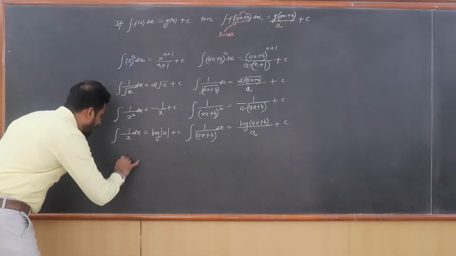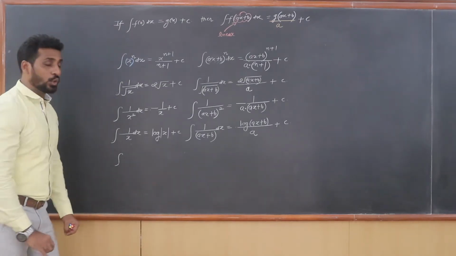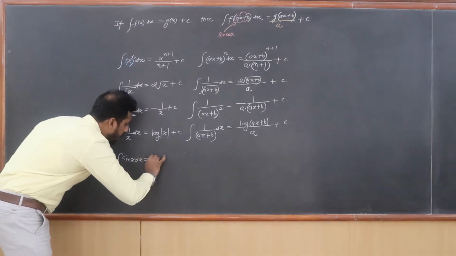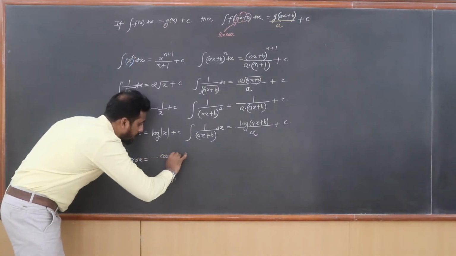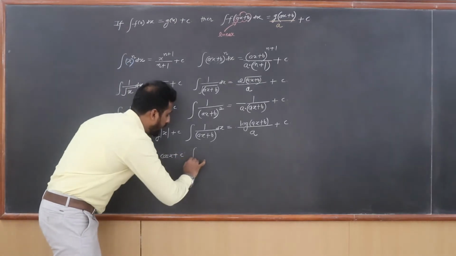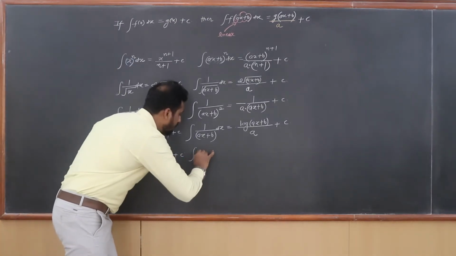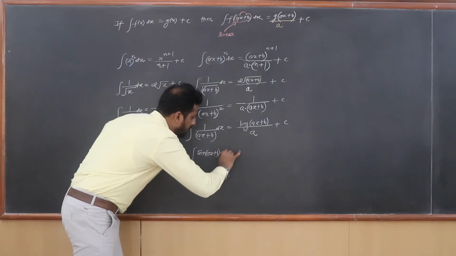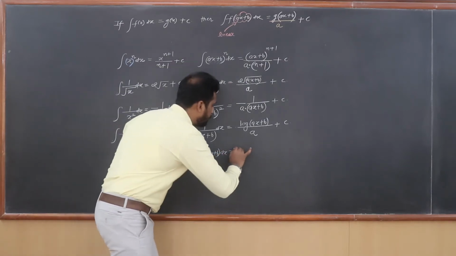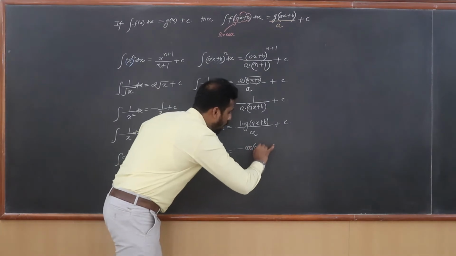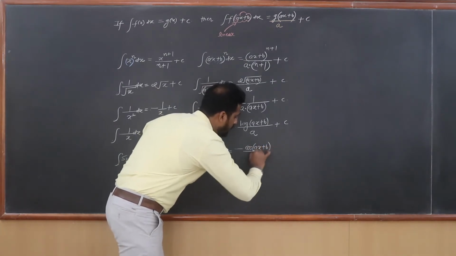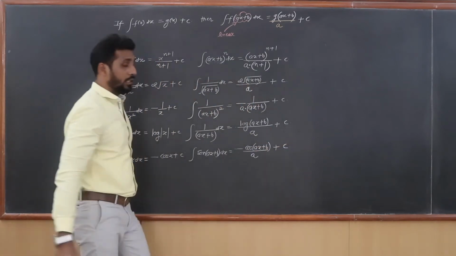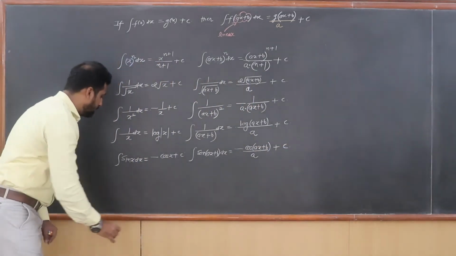Let's move ahead. Let's use some trigonometric formulas. So integration of sin x, if you remember, integration of sin x dx, was it minus of cos x plus c? So here also integration of sin of ax plus b dx is going to be minus of cos of ax plus b upon a plus c. Got that?